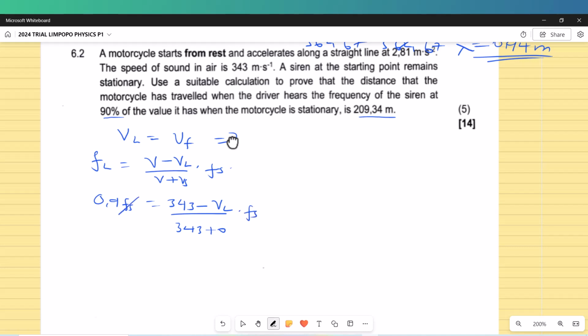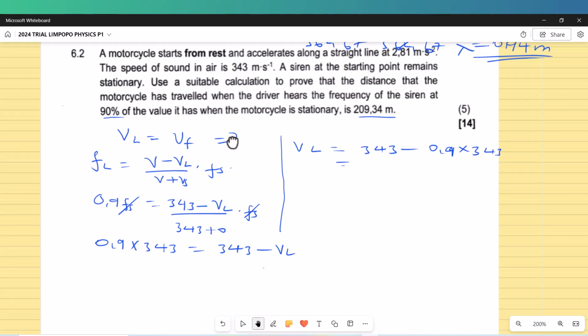Now if I divide by F source, it cancels out, so I can find my V listener. I'm going to say 0.9 multiplied by 343 equals 343 minus V listener. In this case, V listener becomes positive. So V listener equals 343 minus 0.9 times 343. So what's our answer here? Somebody with a calculator, please help us out.